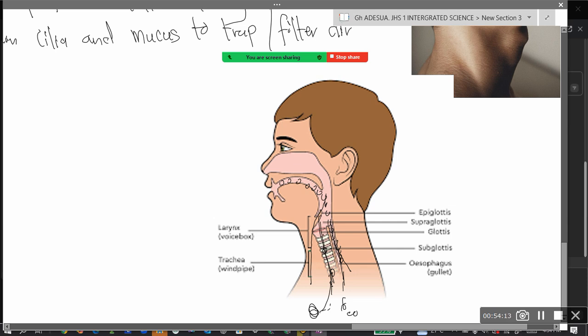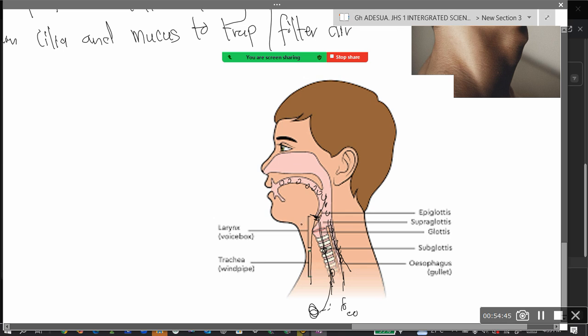The air passage, it is only air that has to pass through, right? So it is this epiglottis that prevents food from entering the what? The air passage. So when you are eating and talking at the same time, you are disturbing the epiglottis, right? The epiglottis covers the air passage to prevent food from entering. So the moment you begin to talk while eating, you are disturbing the epiglottis.